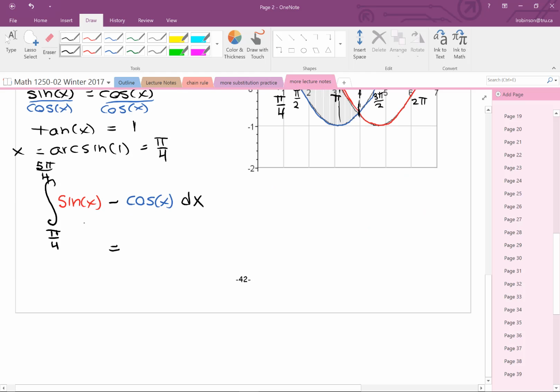So the antiderivative of sine is negative cosine, right? And the antiderivative of cosine is sine. So this is going to be negative cosine minus sine, because the antiderivative of cosine is positive sine, taken from pi over 4 to 5 pi over 4.